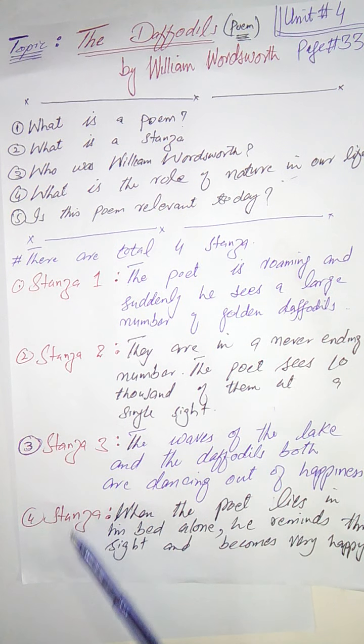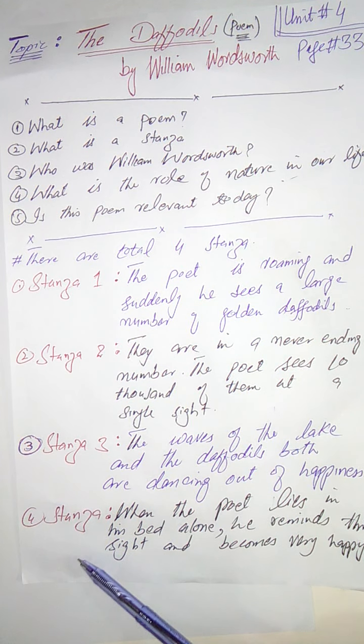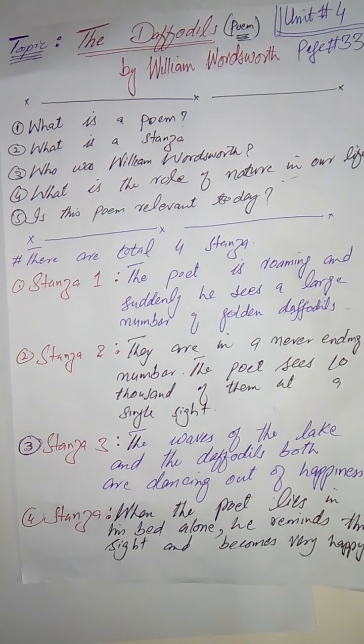And in the last stanza, when the poet lies in his bed alone, he remembers this sight and becomes very happy. Now in this stanza, it is the effect of the sight of the daffodils on the poet's mind. So we can also say that in the 4th stanza, he describes the impact or the effect of nature upon human beings when he says that my heart with pleasure fills and dances with the daffodils.